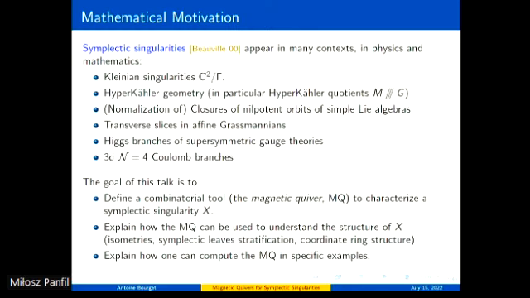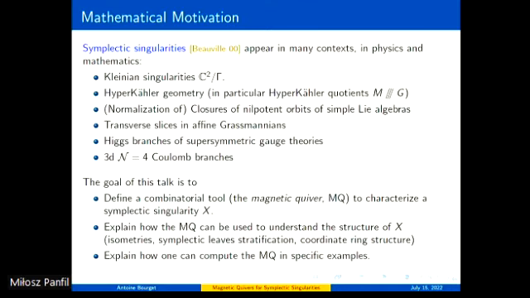So some examples of symplectic singularities are the standard Kleinian singularities, C2 mod gamma, where gamma is a finite subgroup of SU2. So these surfaces are in the class of symplectic singularities. Another very vast class comes from hyperKahler geometry. If you take any hyperKahler quotient of some vector space by some reductive Lie group, well, you will end up with symplectic singularity. Another big class from representation theory is closures of nilpotent orbits and also transverse slices in affine Grassmannians, and I will illustrate how some of those arise.